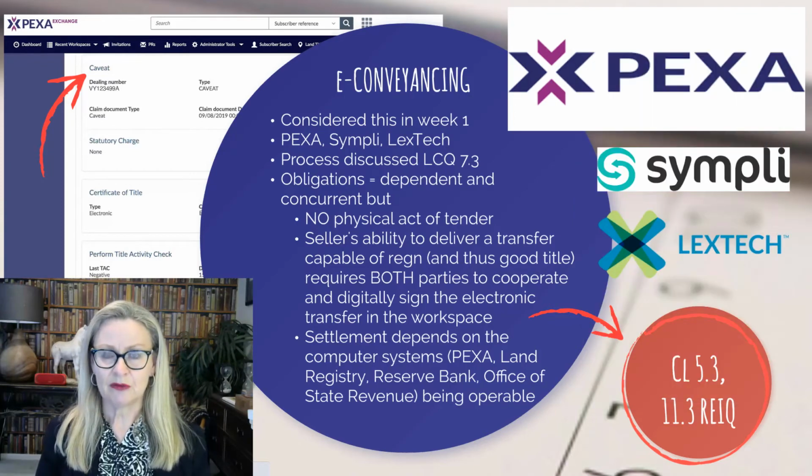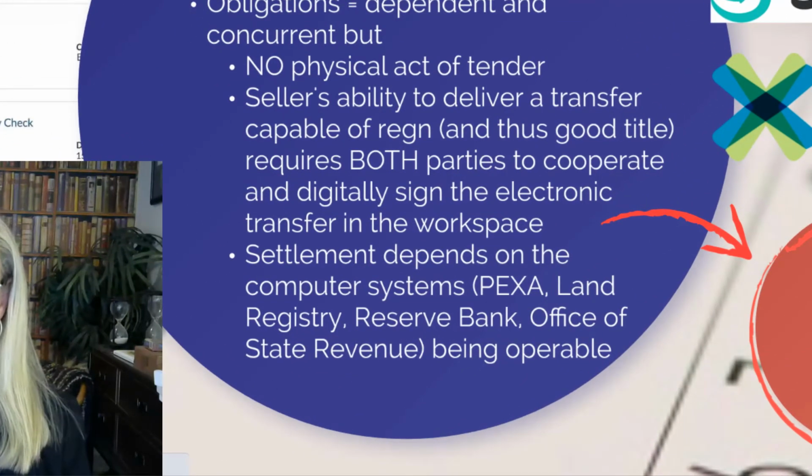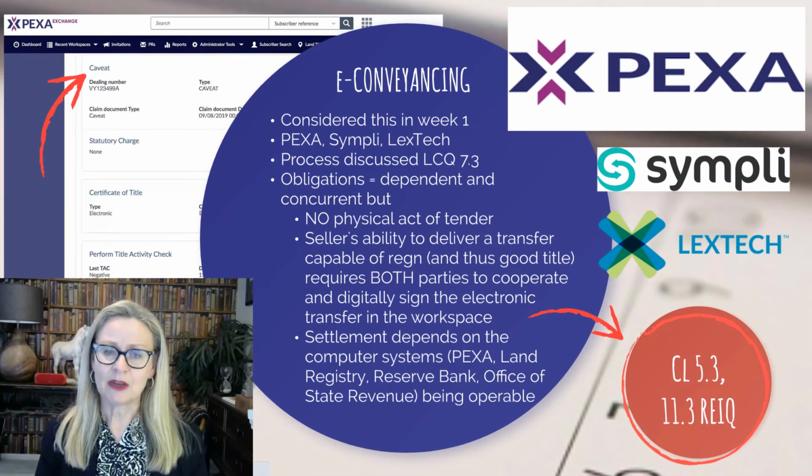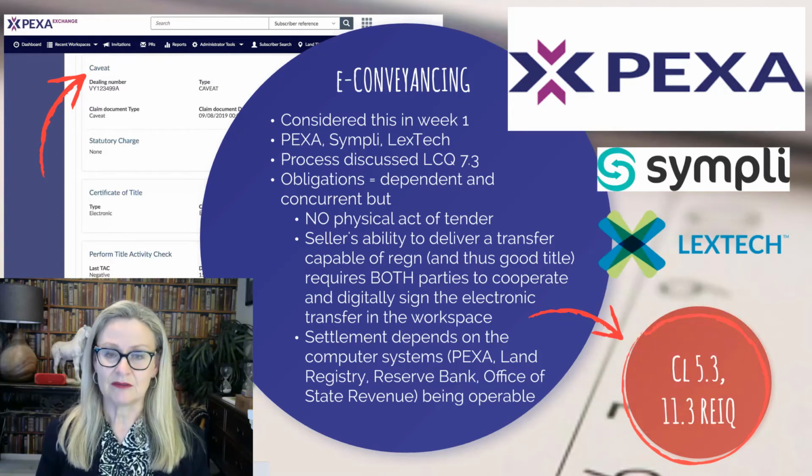Electronic conveyancing obviously relies on a lot of different computer systems: PEXA, Land Registry, Reserve Bank, the Office of State Revenue, cast of thousands really, and they all need to be able to work together to get the job done, so to speak. However, there are contractual provisions that allow for some contingencies if the relevant systems are down when the crucial time arrives, and that's kind of fleshed out in the text, so I'll leave you to discover that for yourselves.